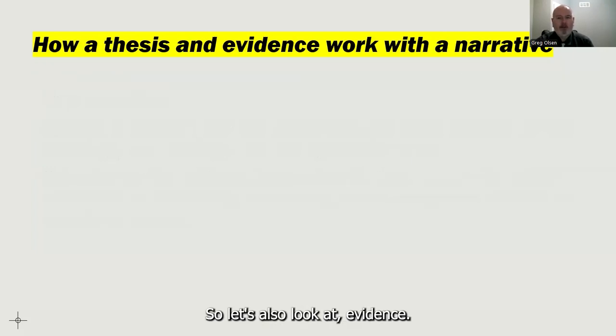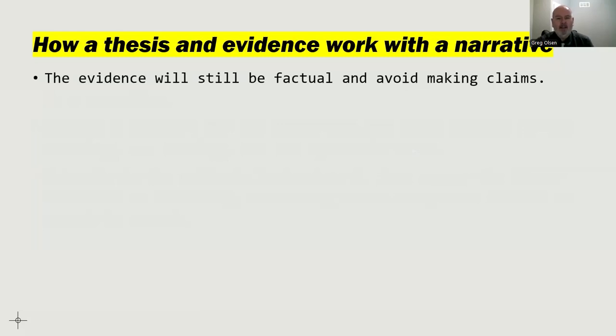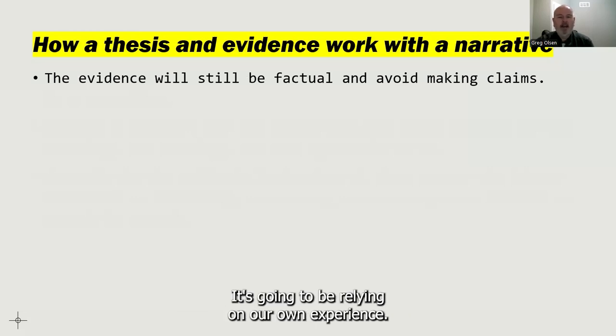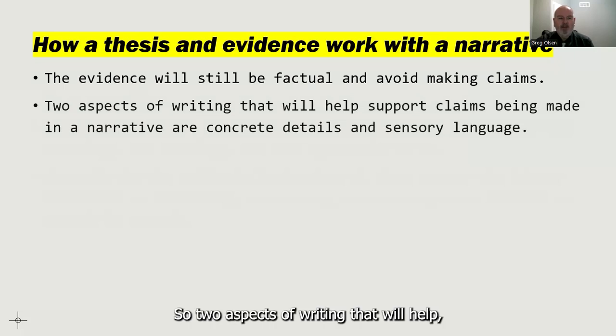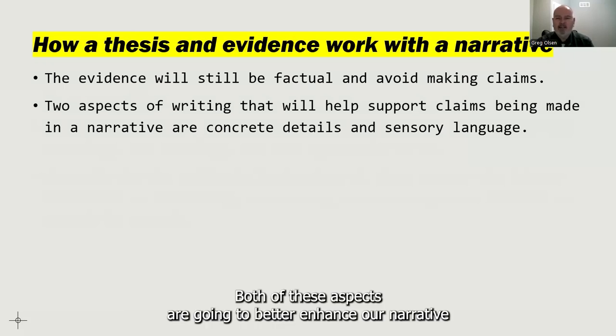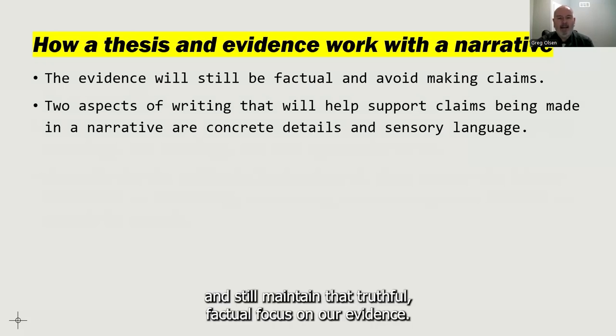Okay, so let's also look at evidence. So the evidence is still going to be factual and is still going to avoid making claims. But again, it's different than a research paper because we're not relying on quotes, we're not relying on studies. It's going to be relying on our own experience. So two aspects of writing that will help are going to be using concrete details and sensory language. Both of these aspects are going to better enhance our narrative and still maintain that truthful, factual focus on our evidence.